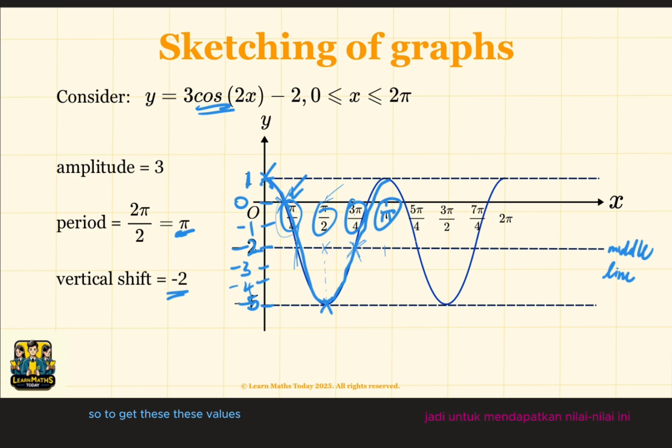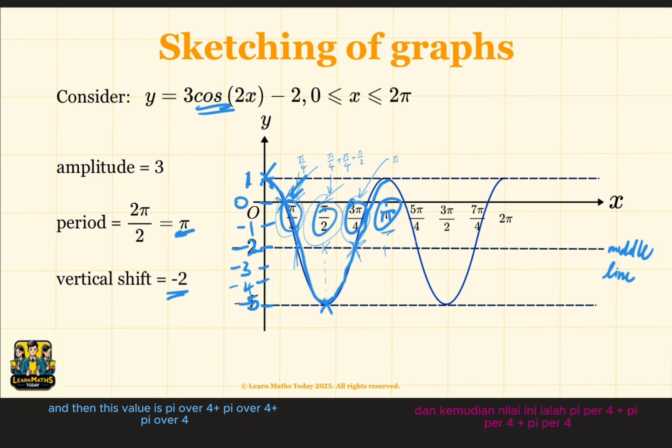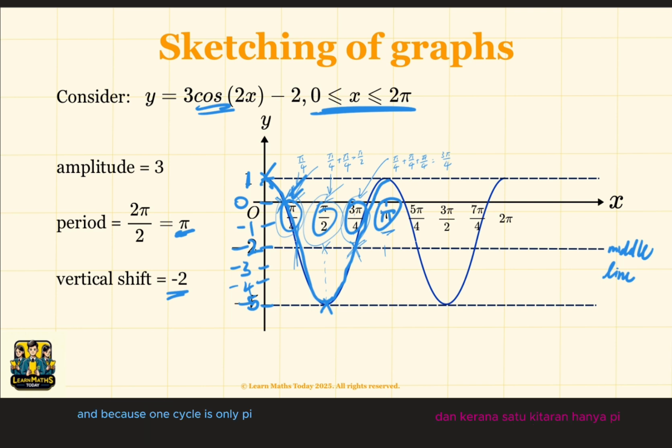To get these values, I take pi and divide it by 4. So I divide pi by 4, I get pi over 4. Then I keep adding pi over 4. So this value is pi over 4, then the next value will be pi over 4 plus pi over 4, which is pi over 2. And then this value is pi over 4 plus pi over 4 plus pi over 4 to get 3 pi over 4. Right, then it continues because the question wants me to draw it between 0 and 2 pi. And because one cycle is only pi, I need to draw another cycle all the way to 2 pi.